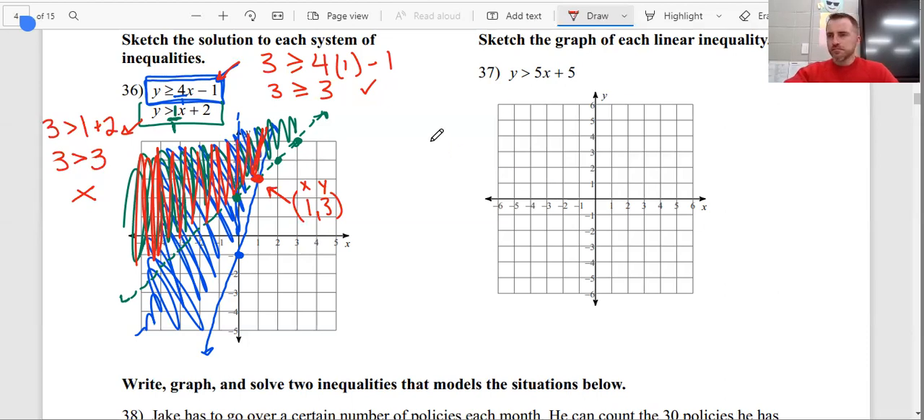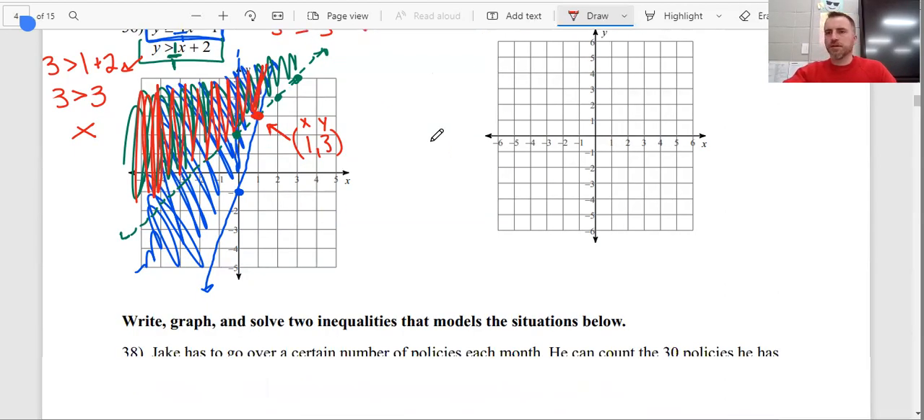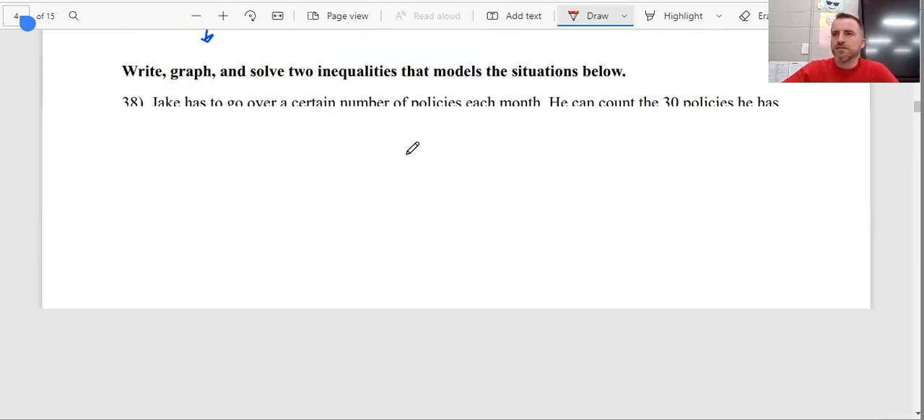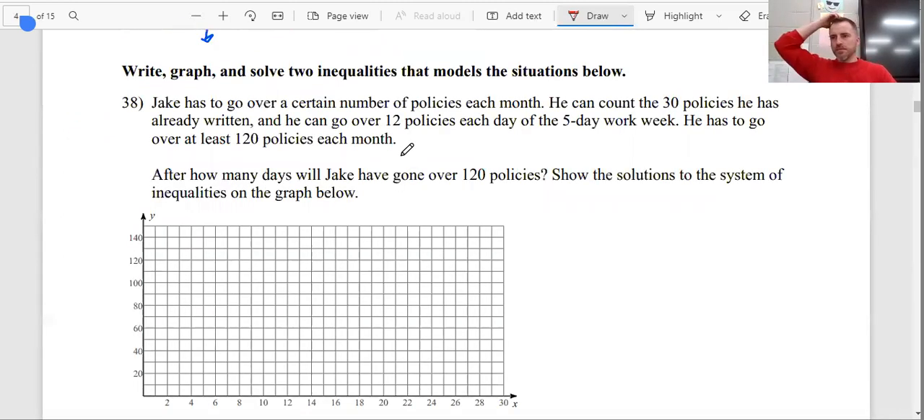Next up, let's look at number 38, which is just kind of a silly situation that I made up to look at inequalities, a system of inequalities in a real world kind of context. So we have Jake, who is an insurance agent, and he has to go over insurance policies because he works at State Farm, obviously.